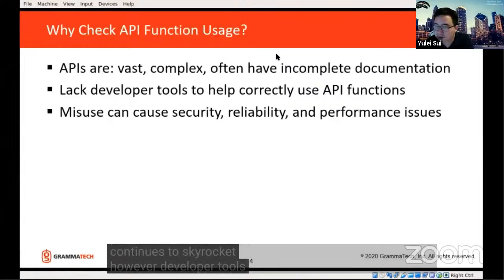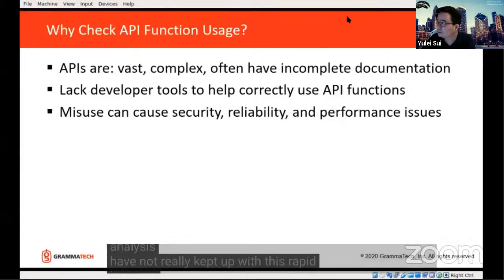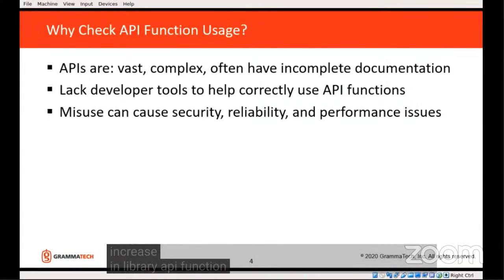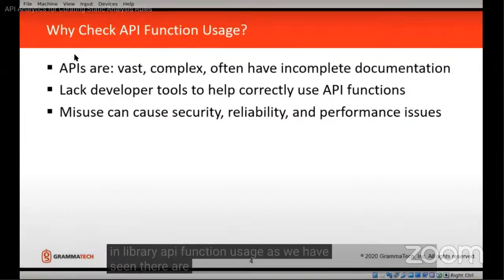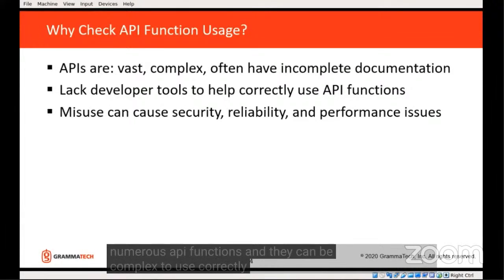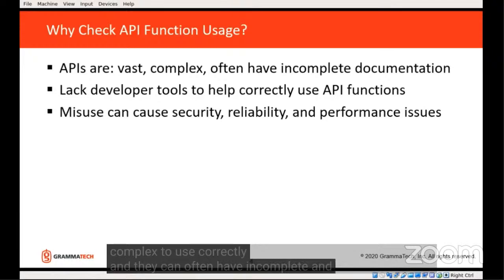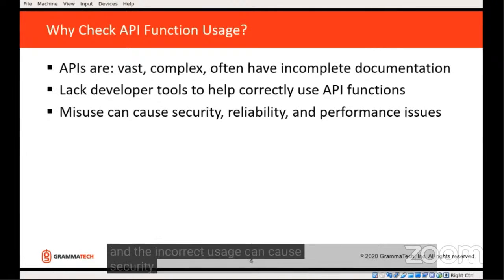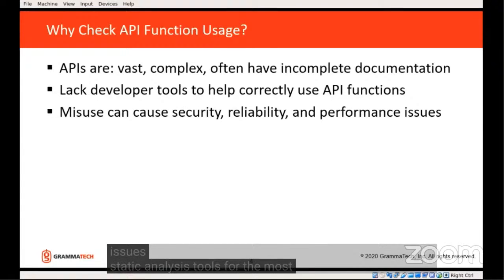However, developer tools like static analysis have not really kept up with this rapid increase in library API function usage. As we have seen, there are numerous API functions and they can be complex to use correctly. They can often have incomplete and insufficient documentation, and incorrect usage can cause security, reliability, and performance issues. Static analysis tools, for the most part, are missing a large chunk of these kinds of bugs.